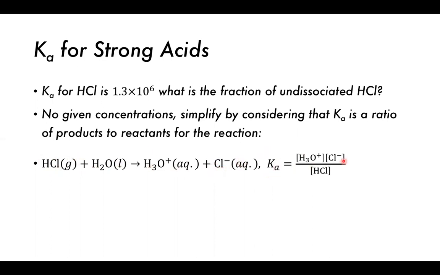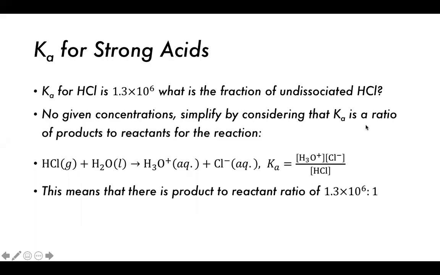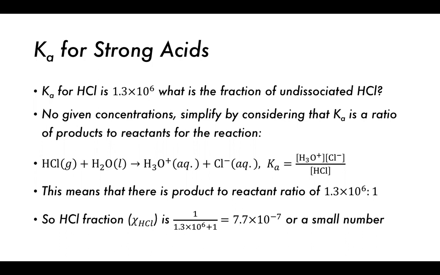And then the Ka value is given as products over reactants, the different concentrations of those. This means that there is a product to reactant ratio of 1.3 times 10 to the 6 to 1. So we have 1.3 times 10 to the 6 products for every one reactant which remains. So this means we have a huge number of reactants. So how many unreacted HCl's do we have?